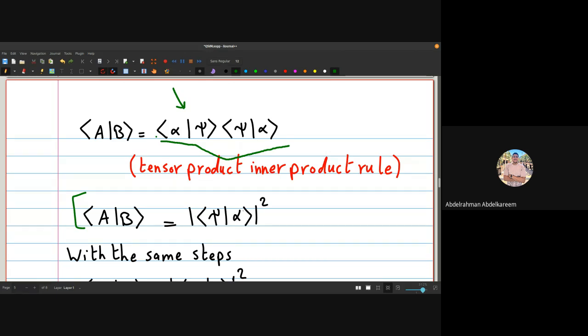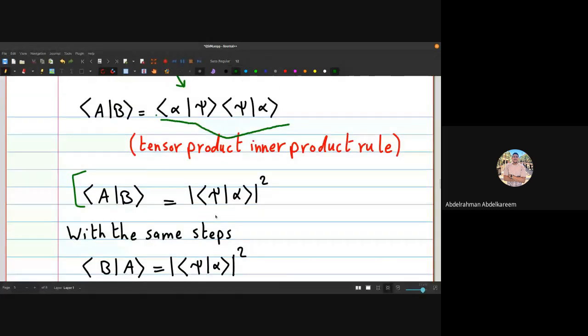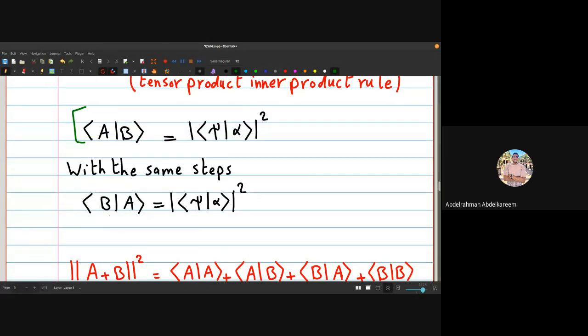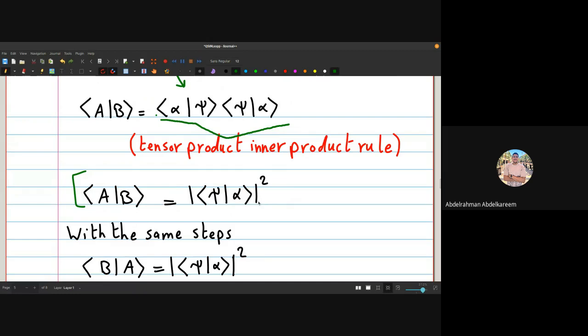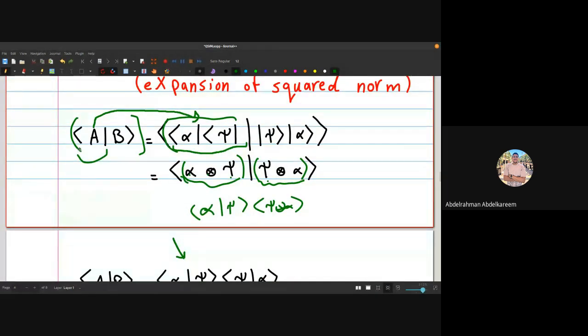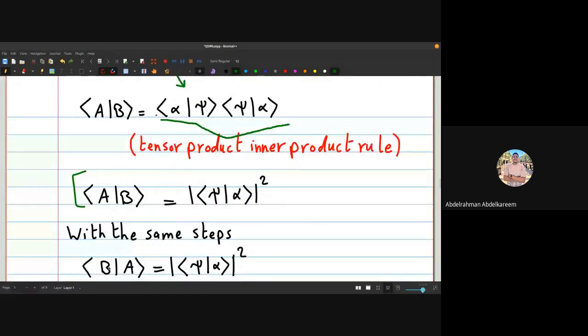and alpha. And with the same steps, we will find that the inner product between B and A gives the same results. So till this point, are there any questions or anything that is unclear? Okay, great. So with this information, we get A inner product B and B inner product A.